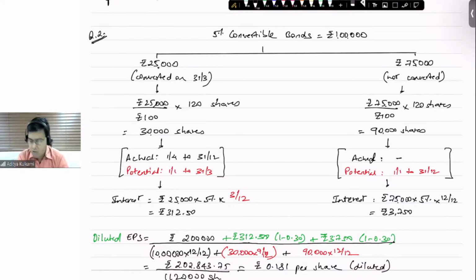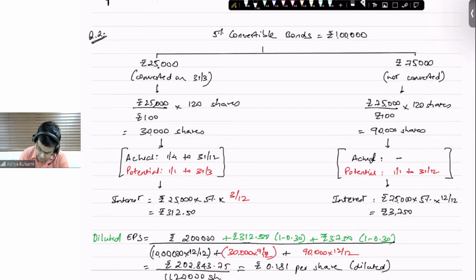No, you are telling it is already there in the actual figures of 2 lakhs. Absolutely right. But when I am considering this period as potential, there would not be any finance cost, because now we are assuming that it's converted, since it's a potential equity share. So for that potentiality, we are going to take the workings.